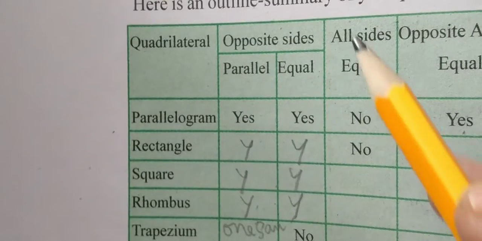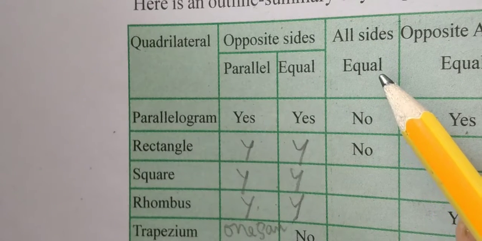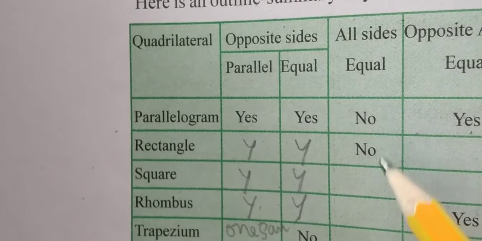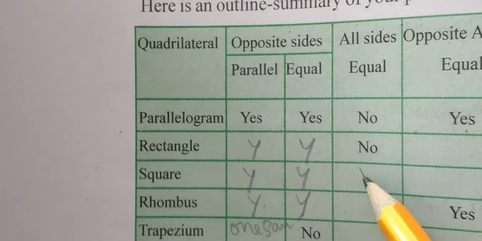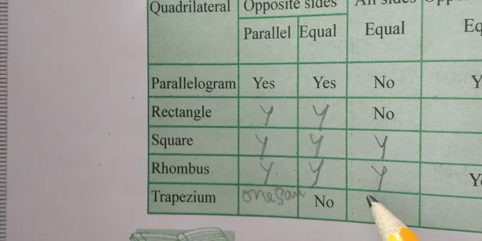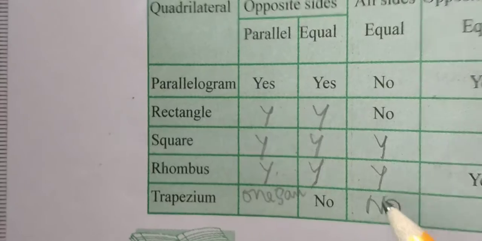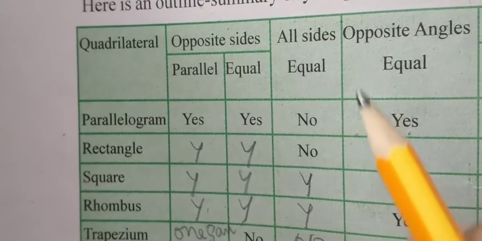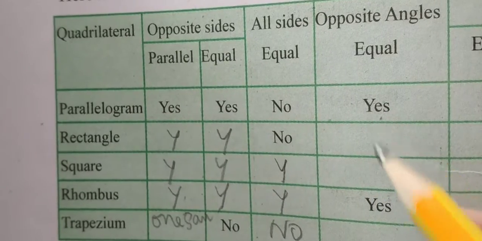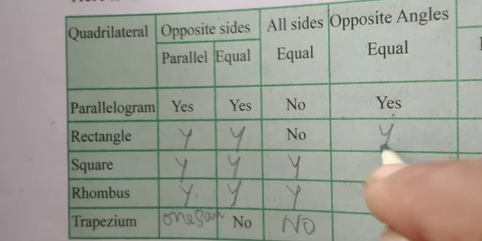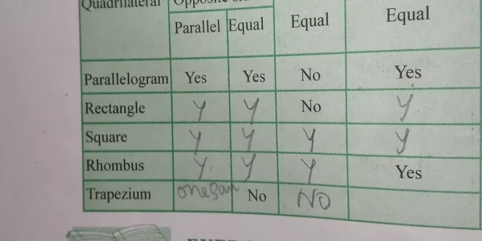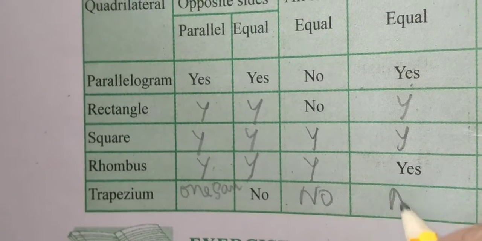Okay? All sides equal. Let's see. Parallelogram no, rectangle no, square yes, all the sides are equal. Rhombus yes, trapezium no, all the sides are not equal. Opposite angles equal. In the case of a parallelogram, yes. Rectangle, yes. Square, yes. Rhombus, yes. Trapezium, no.